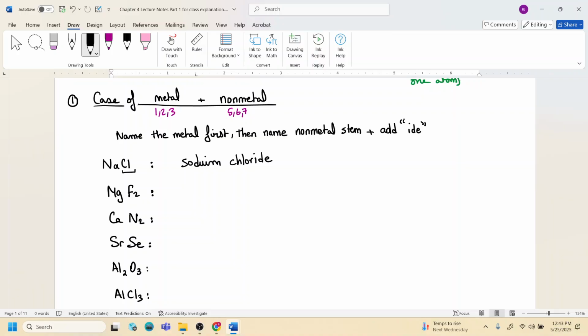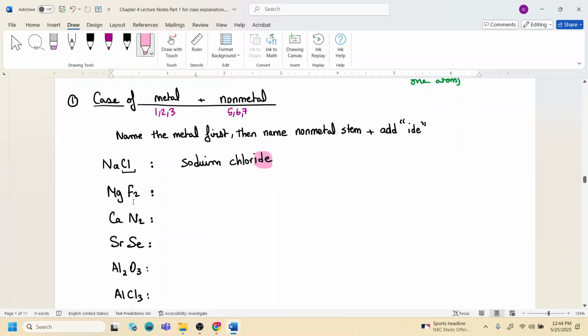When you look at the name and you see that the ending is IDE, this means that the non-metal is considered to be a simple atom, like chlorine, like fluorine. There is no other different atom next to this atom. Okay, so this is what an IDE means. An IDE means a simple, like one type of nonmetal, which here is going to be a chloride.